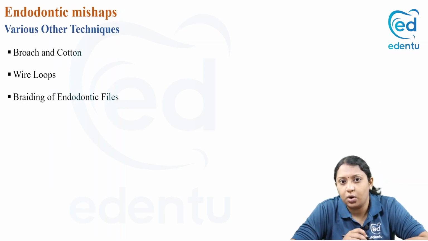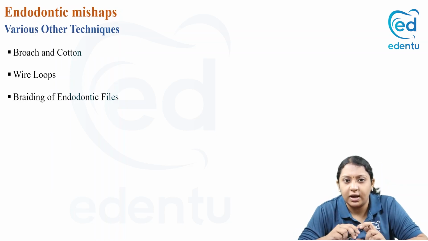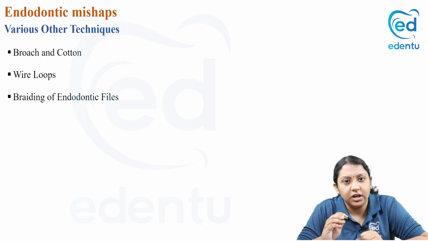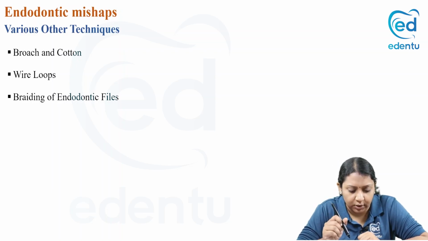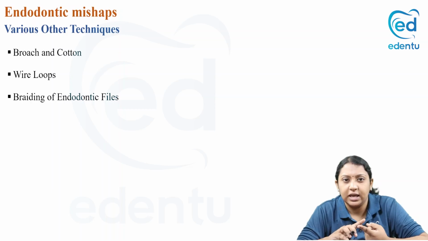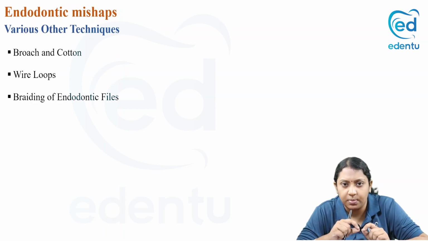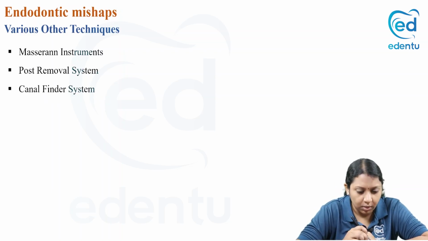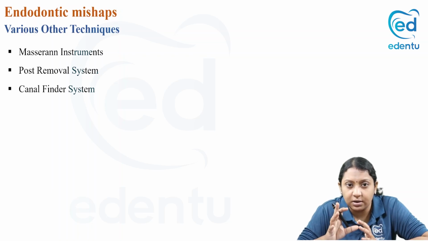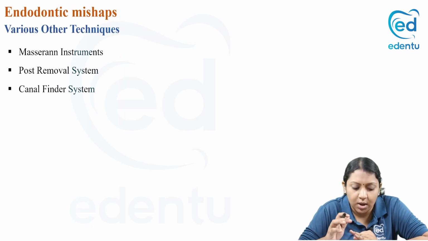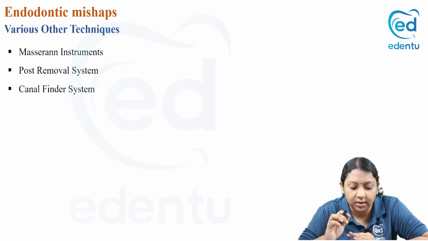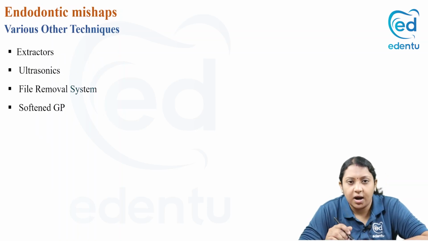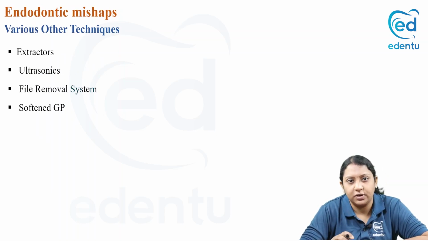Then we have broach and cotton. We have the wire loop, where the wire is bent into a loop, inserted and pulled. But again, we need to create a platform for all this. We'll talk about that. Then braiding of endodontic files: two K files are braided together, inserted and pulled, similar to wire loops. Then we have specialized instrument retrieval kits like the Masserann kit, post removal system, canal finder system, endo extractors, etc. Then we have ultrasonics, file removal system, and the softened GP technique.